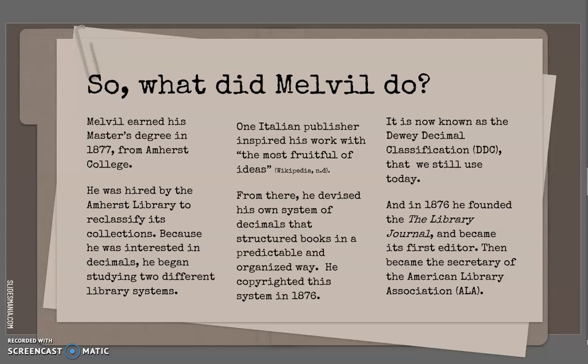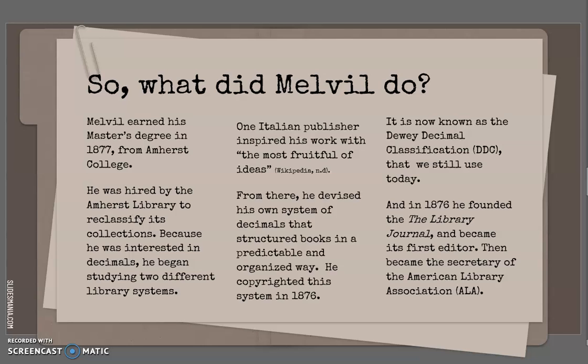He was hired by the Amherst Library to reclassify its collections, and because he was interested in decimals, he began studying two different library systems. From there, he devised his own system of decimals that structured books in a predictable and organized way, and then copyrighted this system in 1876. Today we know it as the Dewey Decimal Classification, DDC.